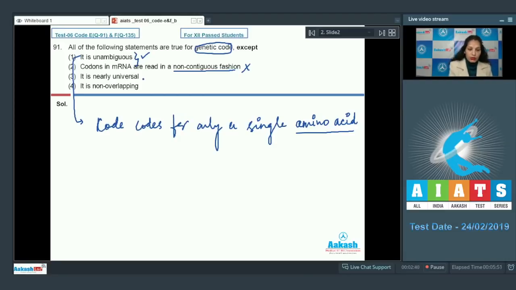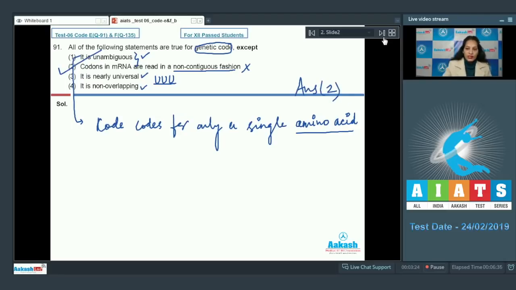Third one, it is nearly universal. Yes, the genetic code is nearly universal. For example, UUU is the genetic code which codes for phenylalanine in most of the organisms. So it is nearly universal. Fourth one, it is non-overlapping. This is also a true statement. How? The genetic codon does not overlap the next codon. Hence it is non-overlapping. So the correct option for the given question is option number 2.